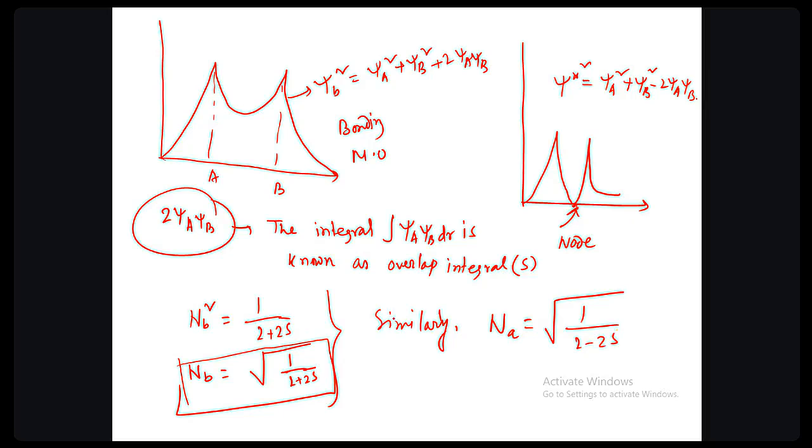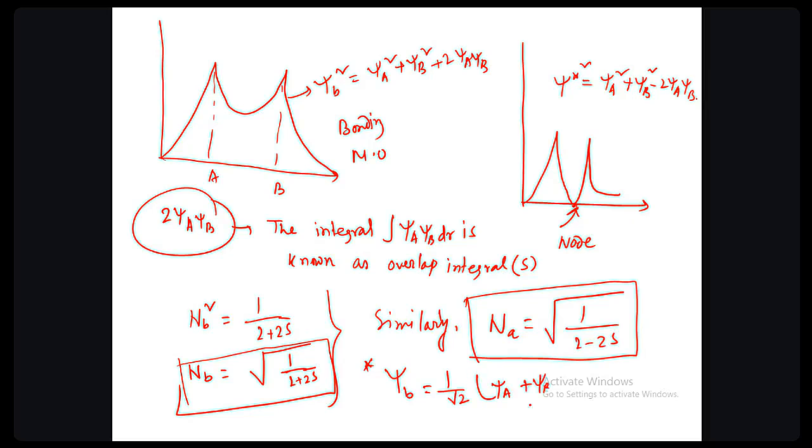And then from the overlap integral data, what we obtain is also very important. What I have written here, you have to remember: if you put the value of N_B, then we get psi bonding equals 1 by root 2 (psi A plus psi B), and psi anti-bonding equals 1 by root 2 (psi A minus psi B). So these questions are sometimes asked in the MCQ part, so you have to remember this equation. But how we get this from the rigorous calculation, that part we do not need for the MCQ exam. You just have to remember this.